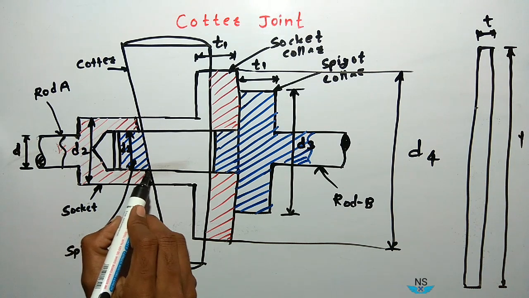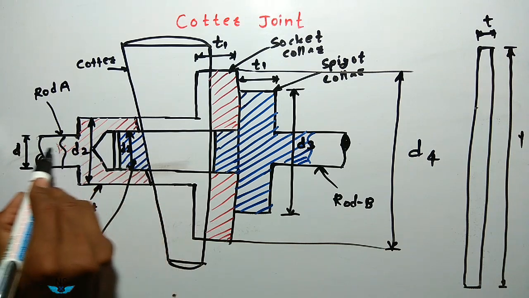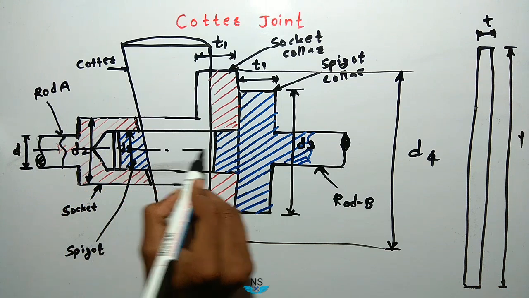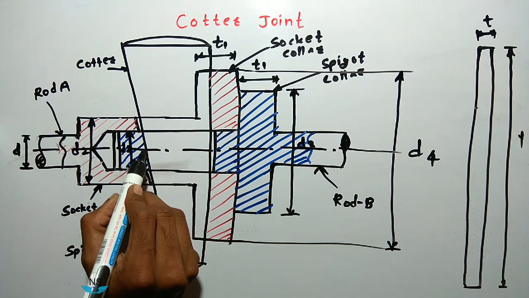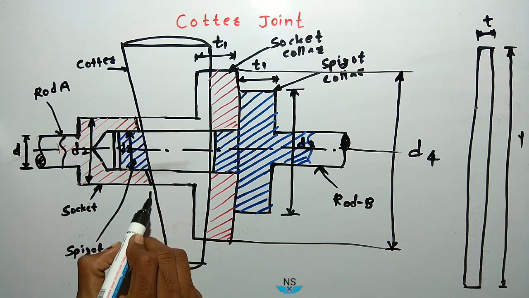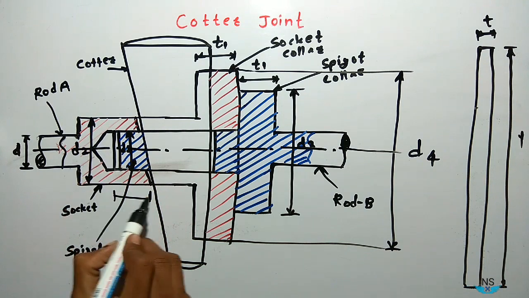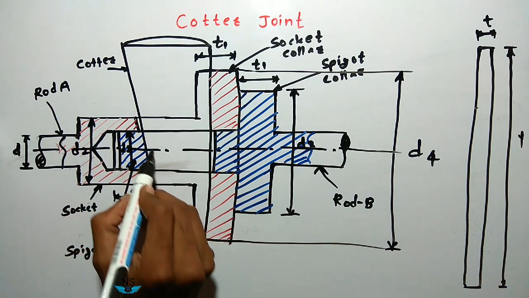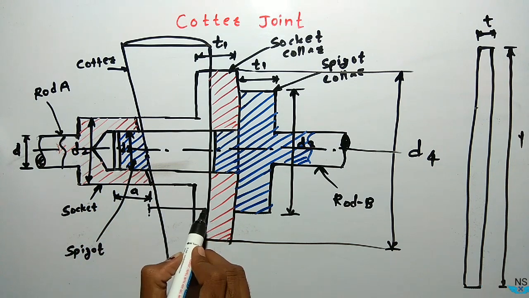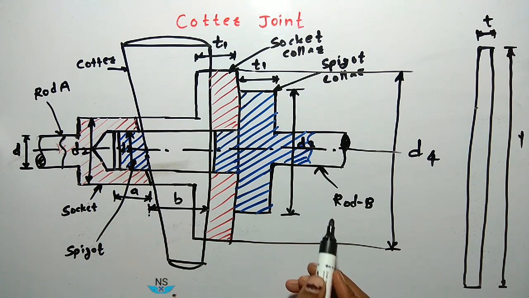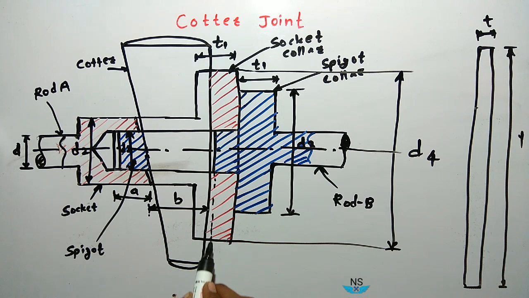Now this distance, the distance from the slot end to the spigot end, is A. The mean thickness, the axial thickness or width of the quarter, is B, and this clearance is C. So these are the notations used in the quarter joint.